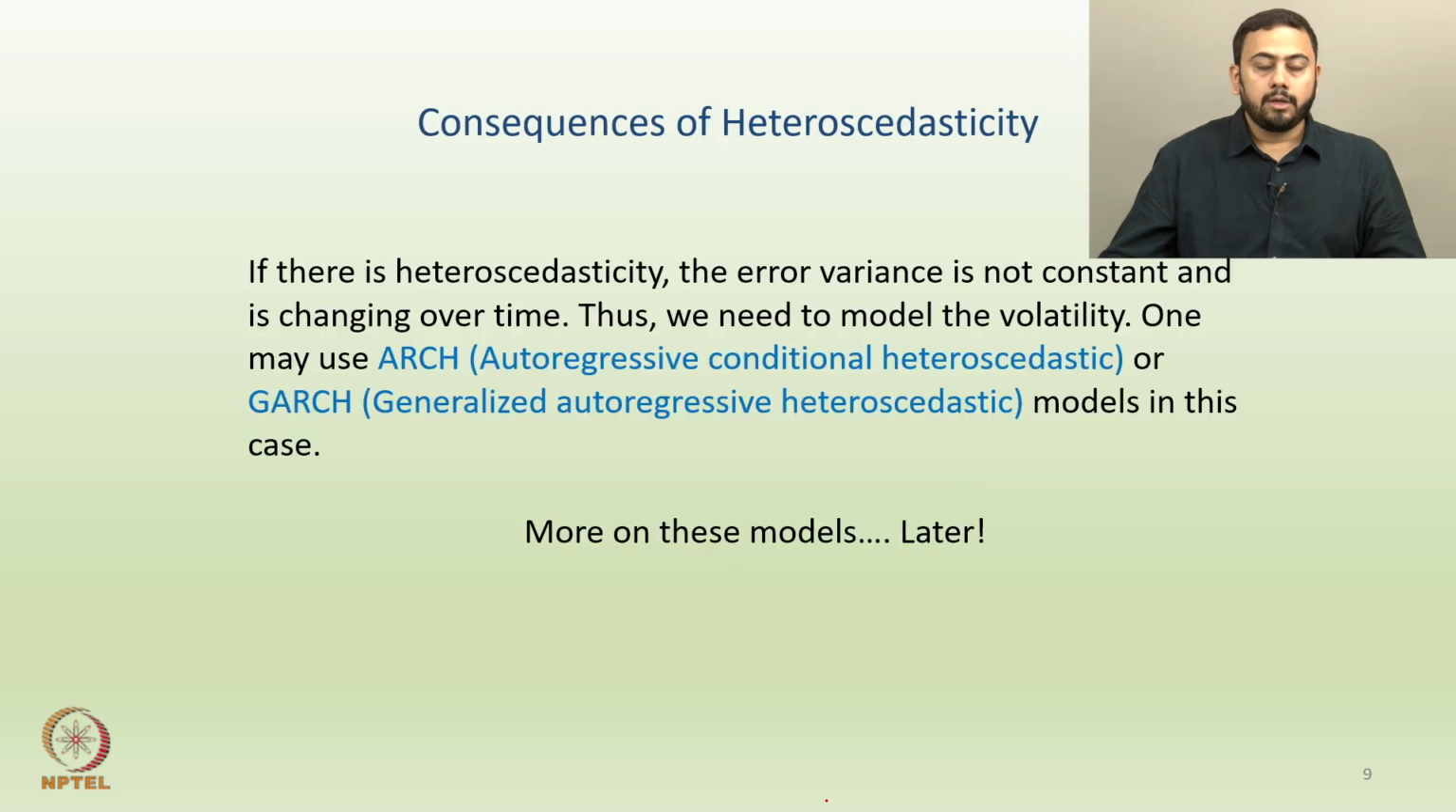Alright, so what exactly could be the consequences of heteroscedasticity? Once you encounter changing variance, or heteroscedasticity, in the time series process or the underlying residuals, what could be some of the consequences? If there is heteroscedasticity, the error variance is not constant and is changing over time. We discussed this a lot in this lecture. Thus, we need to model the volatility of the underlying process.